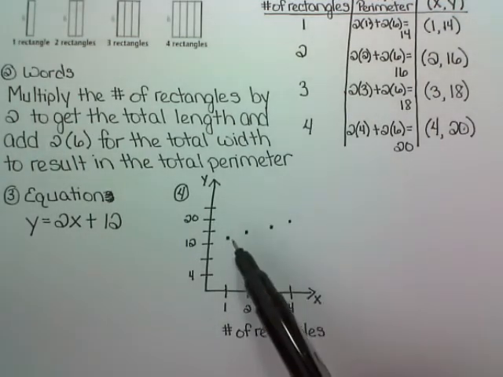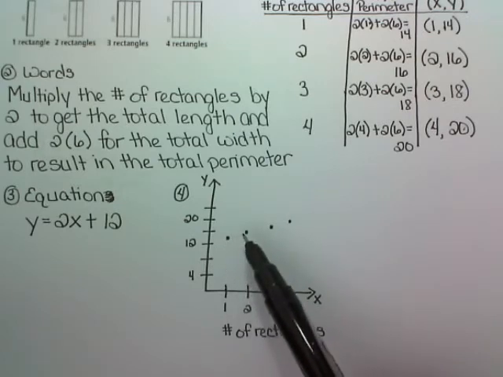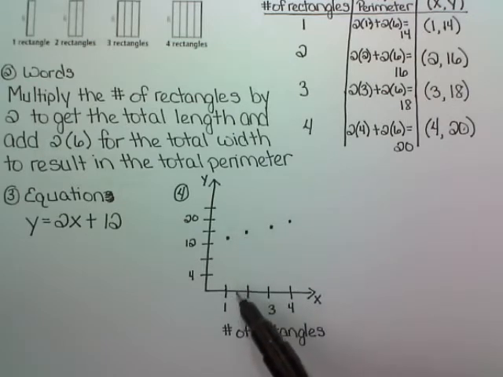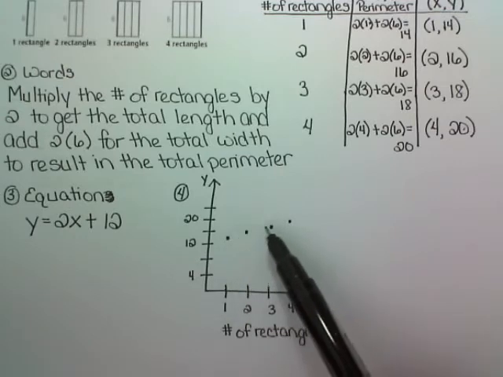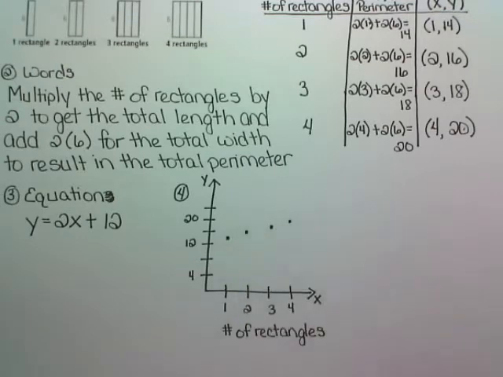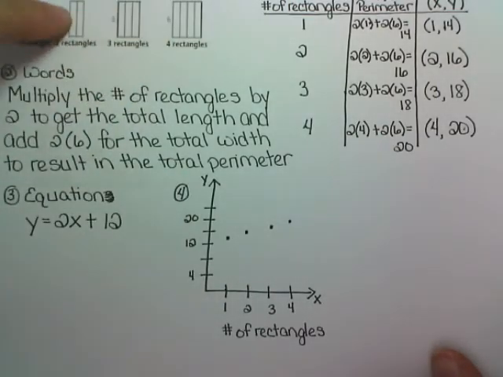We're not going to connect these dots because connecting the dots would indicate that I could add a half of a rectangle, and I'm not going to add half of a rectangle. So you will not connect the dots, but it does appear to form a straight line. So that is an example of a linear function. So table, words, equation, and graph based on your illustration.